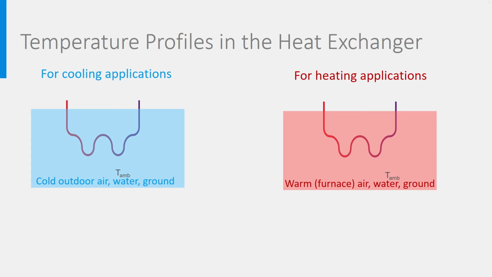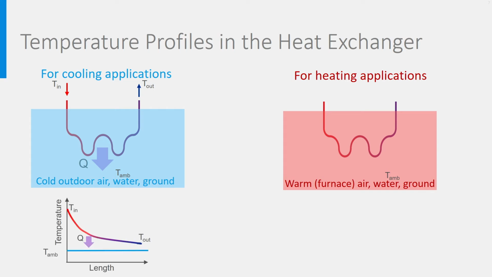In the case of a cooling application, look at the left side. The hot fluid circulating from left to right in the pipe immersed in the cold reservoir cools down, releasing its heat Q to the reservoir. Heat goes always from warm to cold, as you know. You see here the corresponding temperature levels. The reservoir has the lowest temperature, T ambient. At the beginning of the heat exchanger, the fluid is hot and at the end it is cold because it has given its heat Q to the reservoir.